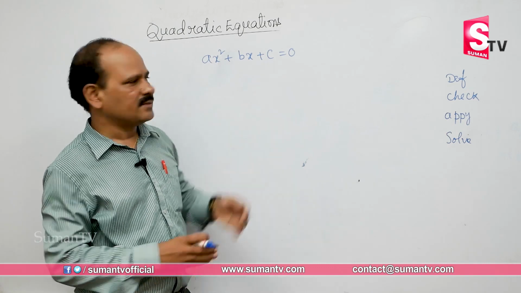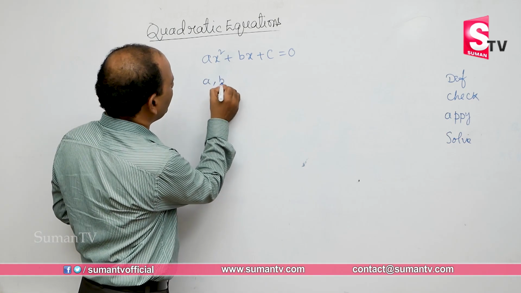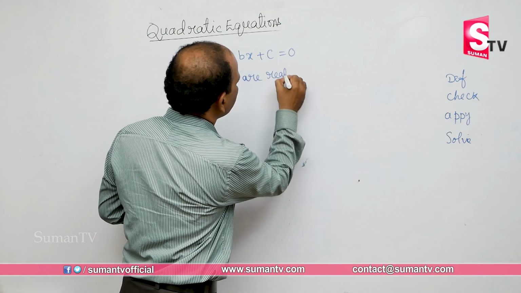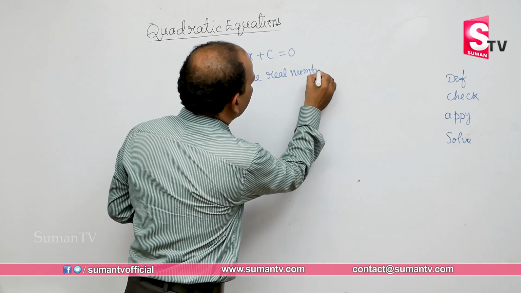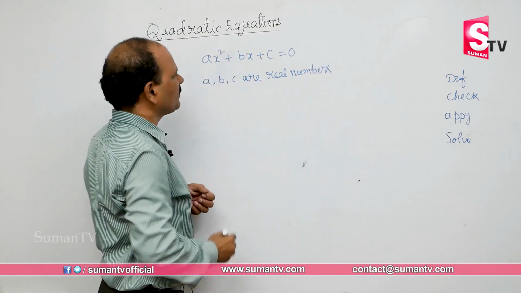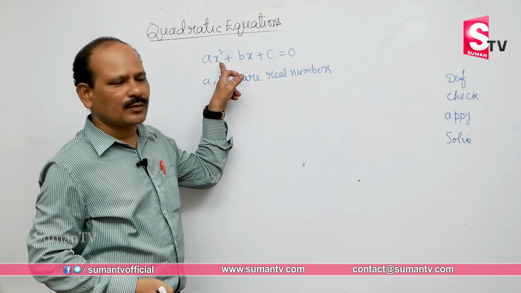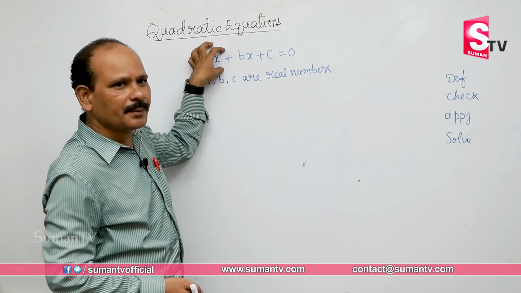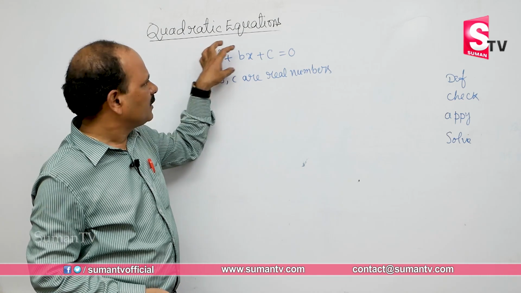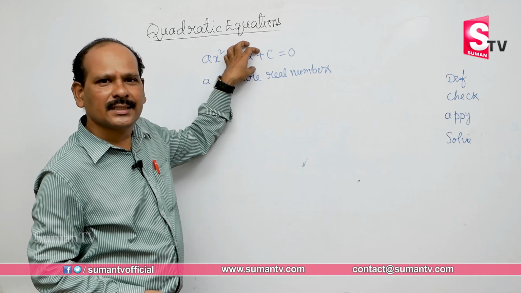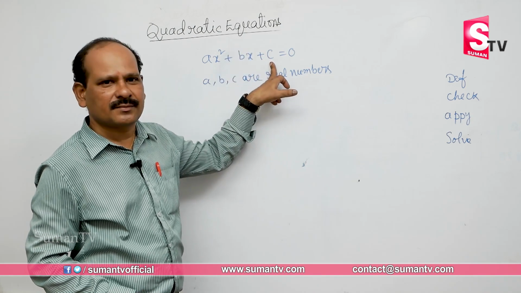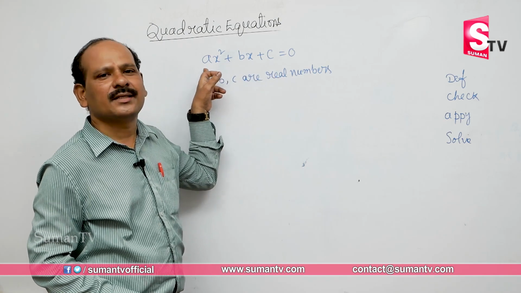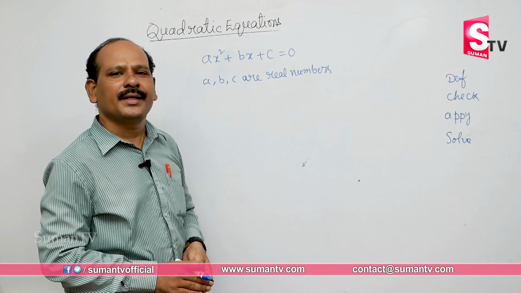Here a, b, c are real numbers, and x is the variable. In this, the first term, ax square, is called the x square term. The second one is called the x term. The final one is the constant. When an equation is in this form, then we can say that equation belongs to quadratic equation.